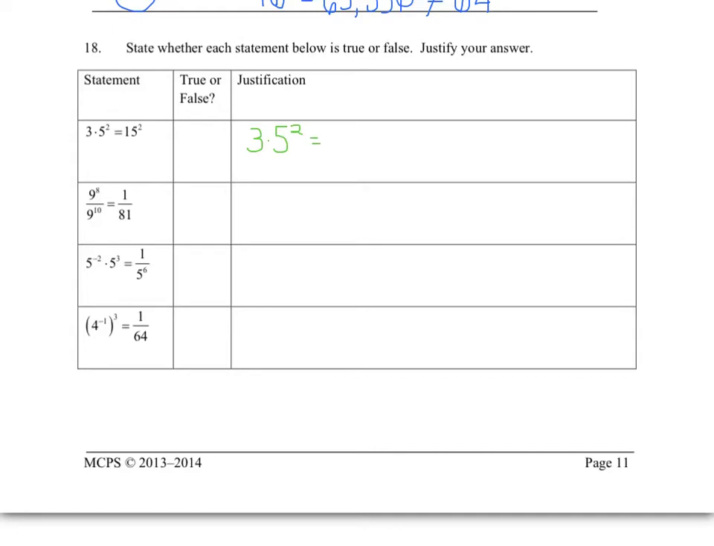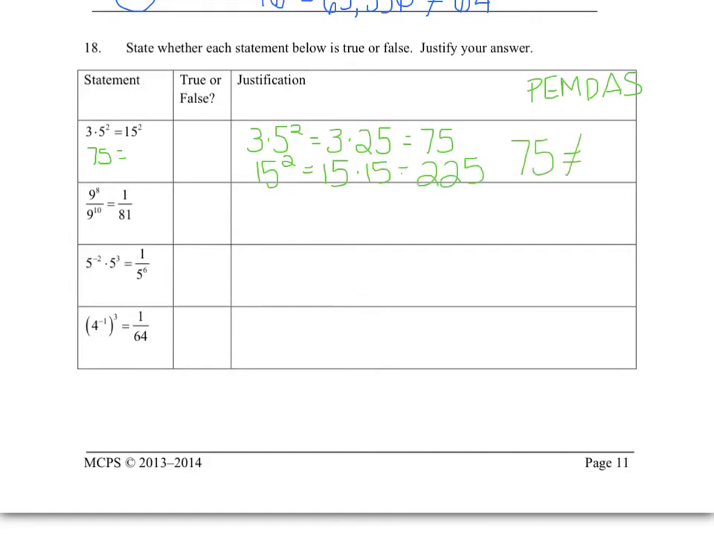Now in PEMDAS, remember PEMDAS says we do exponents before we do multiplication. So I'm going to have 3 times 5 squared, which is actually 25. And 3 times 25 is 75. So I know that this side right here equals 75. My question is, is 15 squared equal to 75? Well, 15 squared is 15 times 15, which is 225. So 75 does not equal 225. So this has to be false.